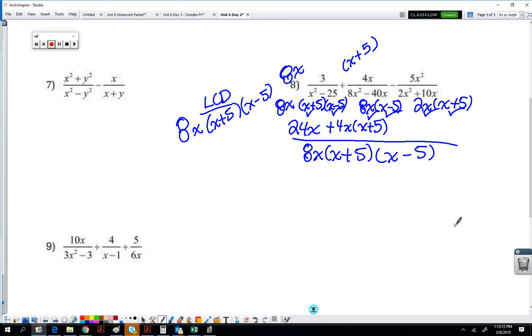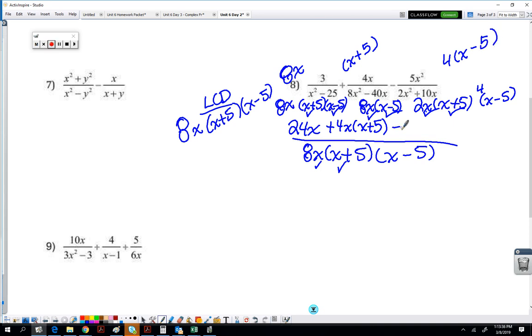So I compare and I contrast. I have an x and an x. I have an x plus 5 and an x plus 5. What don't I have? X minus 5. But I have a 2. I need an 8. What do you multiply by? 4. So that's what you need to multiply to the top and to the bottom.